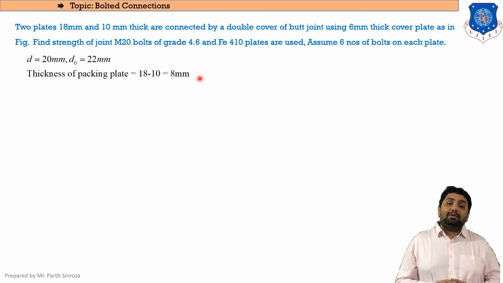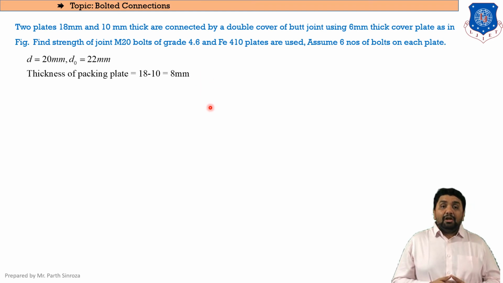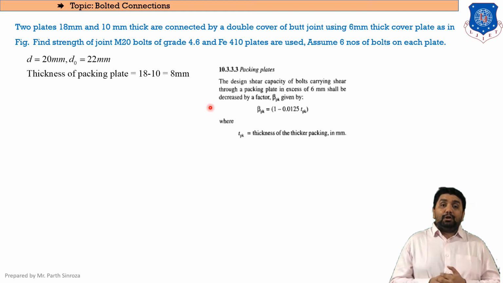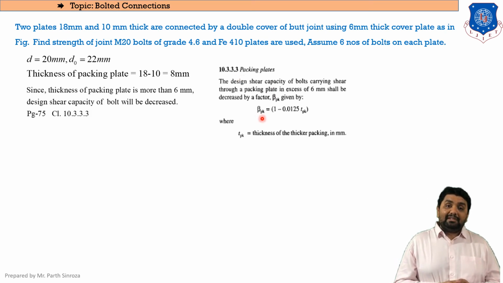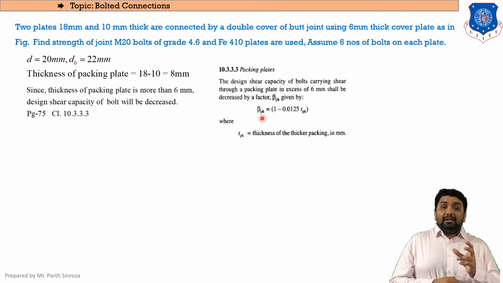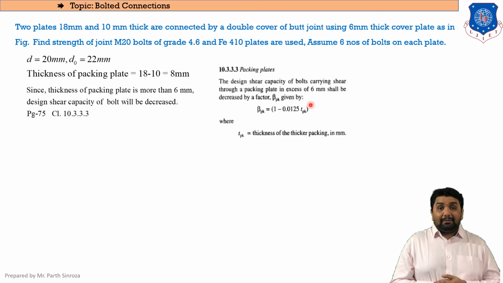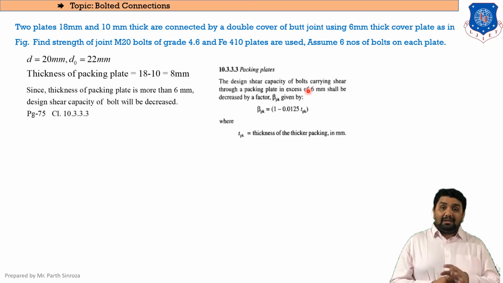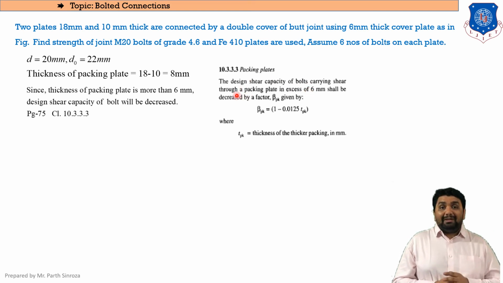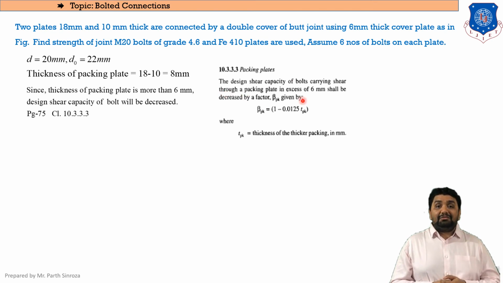Because we'll now be moving over to a new equation that we will be referring to. The equation you can see from your IS code, page number 75, mentioned in clause number 10.3.3.3. Here you can see the design shear capacity of bolts. Keep in mind, only the shear capacity, that is Vdsb, will change. It is not related to Vdpb. That is, in the case of bearing capacity, nothing will change. It will be the same whether or not we provide a packing plate. But if packing plates are provided, then we need to check the shear capacity of bolts, that is Vdsb.